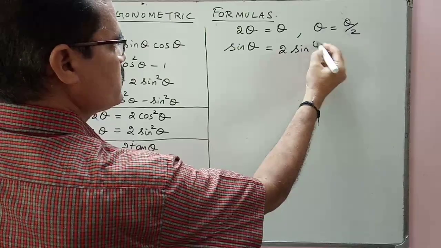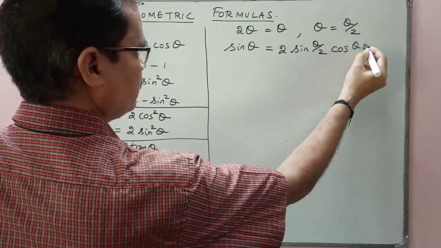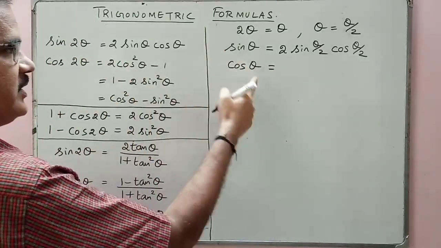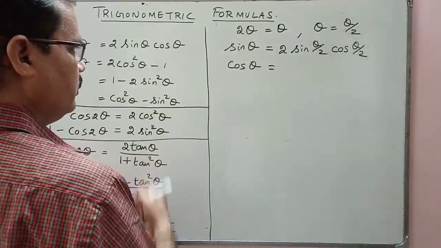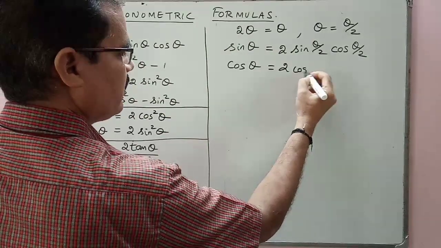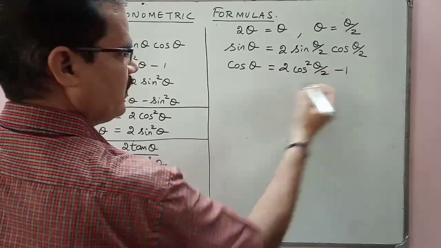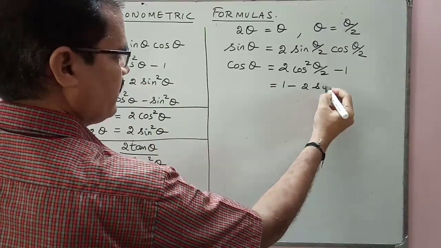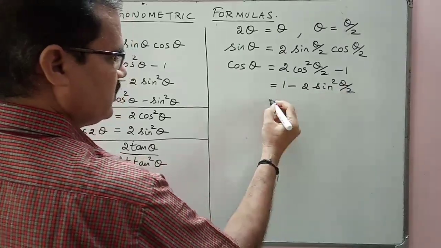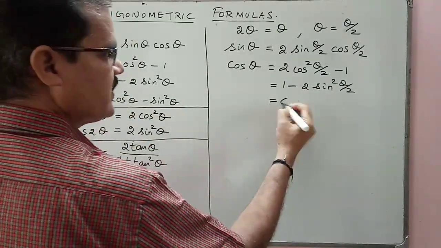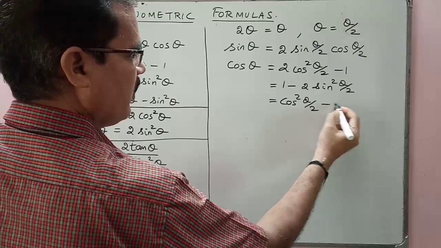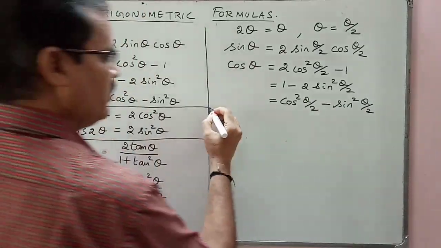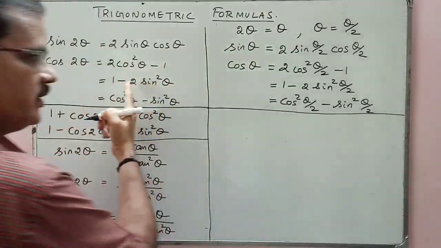So you have 2 sin theta by 2 cos theta by 2. Correct. Now cos theta, I am replacing 2 theta by theta. So theta should be replaced by theta by 2. Now 2 cos square theta by 2 minus 1, which is equal to, then the second formula, 1 minus 2 sin square theta by 2. Third one, can you try? Yes, cos square theta by 2 minus sin square theta by 2. So we got three formulas from what you have learned here.